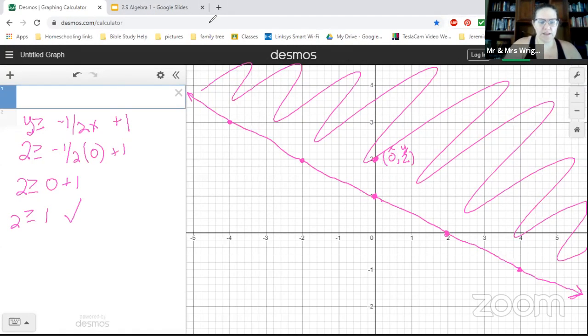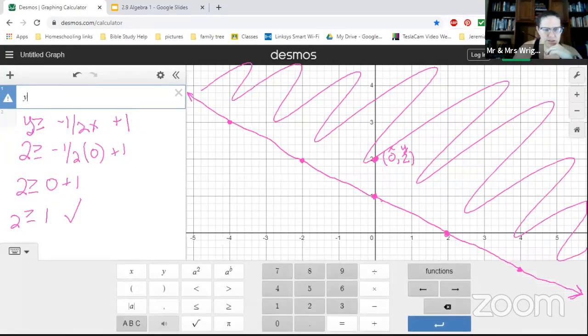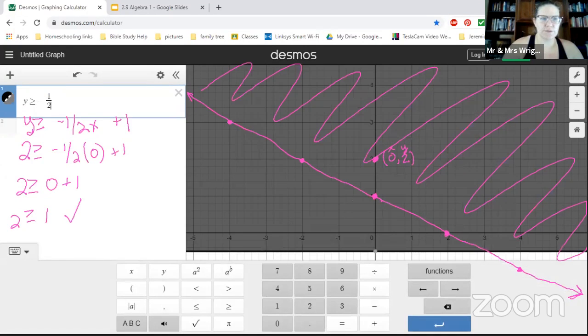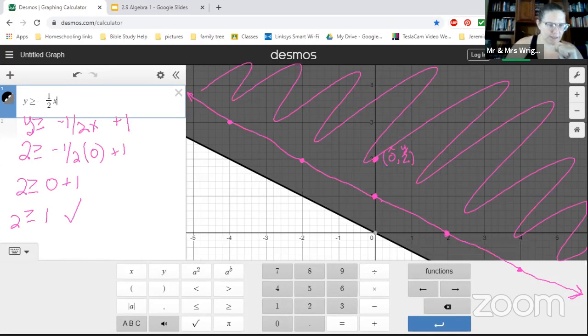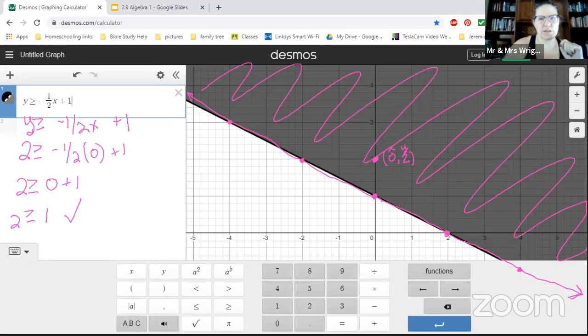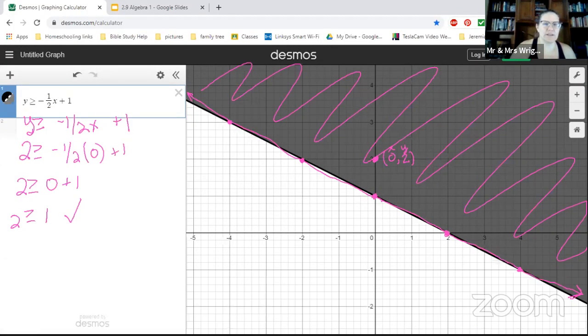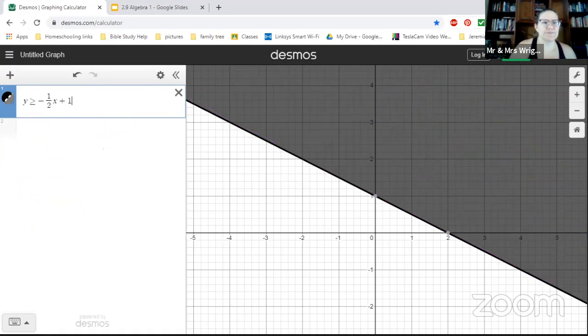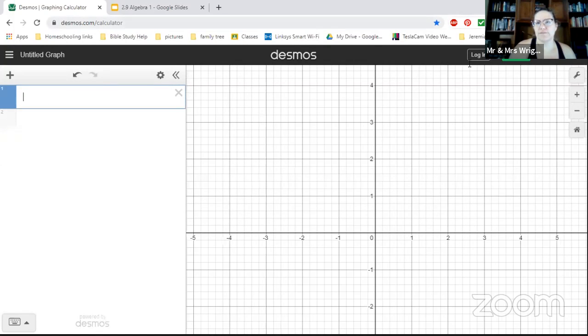So let's plug it into our Desmos graphing situation here and make sure that we can get it. Negative 1/2 x, oops, go off to the side, x plus 1. And it looks like we got the exact same thing they did. So we are definitely correct.